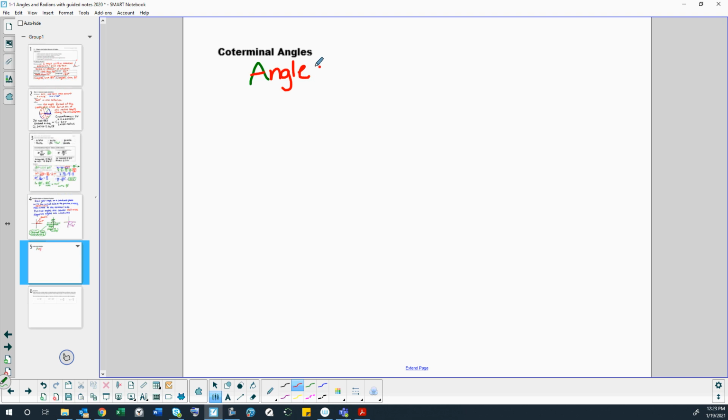Angles. Why did it change colors like that? Why do I ever know? I don't ever know.